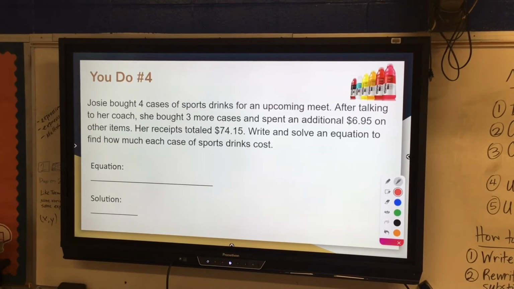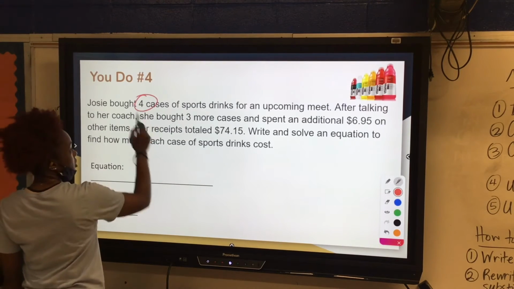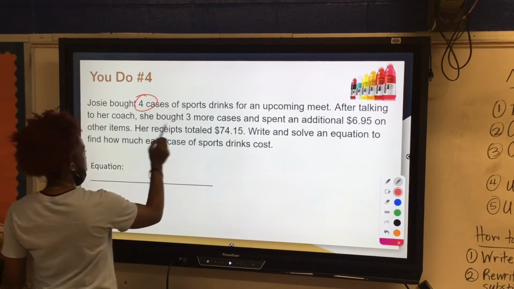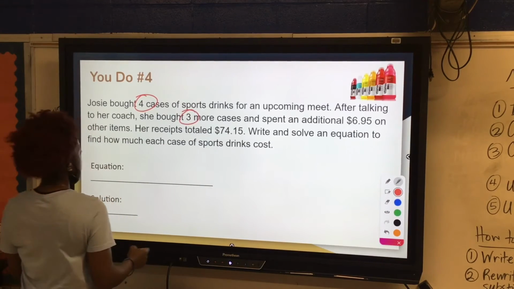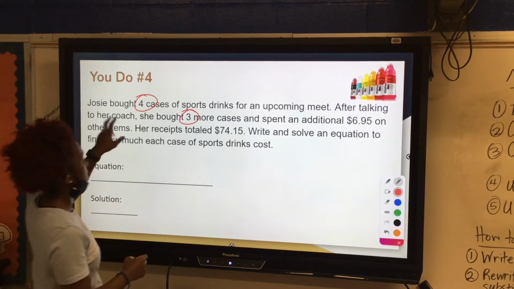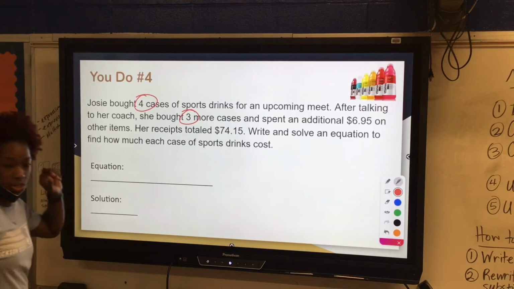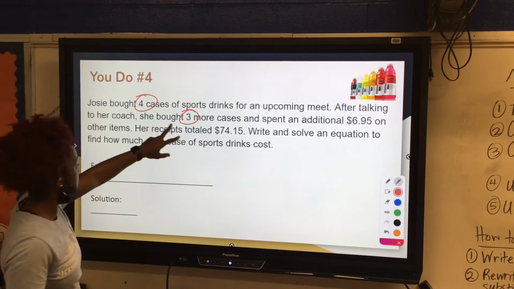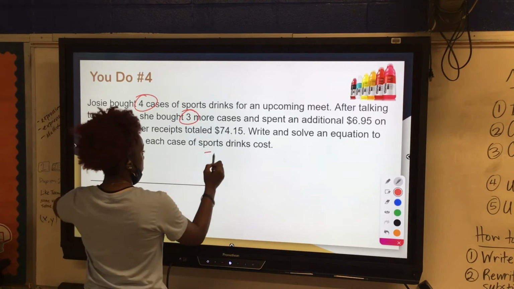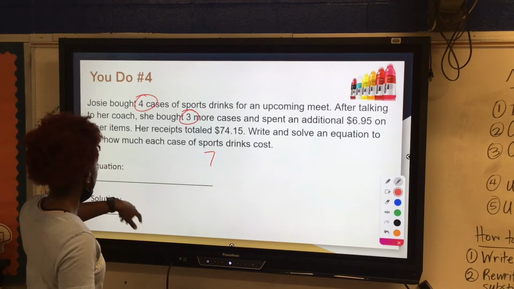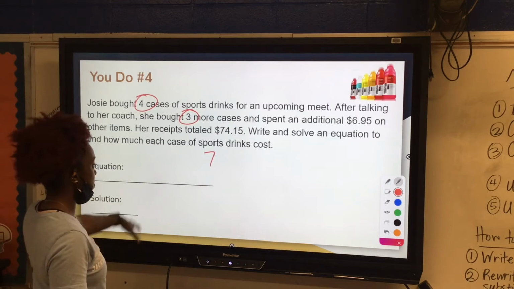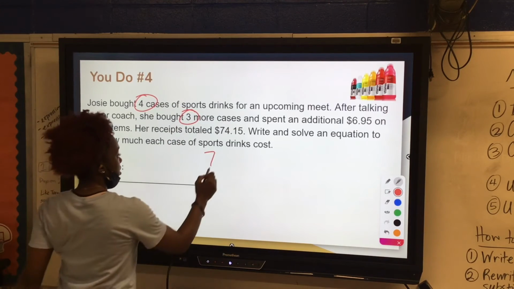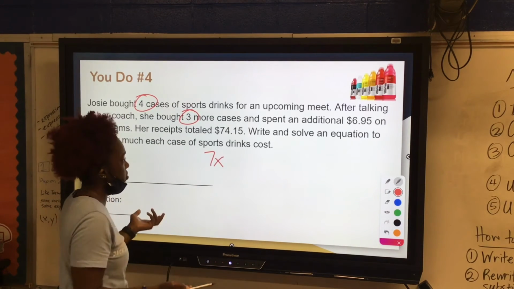Alright, so we look at the problem. Josie bought 4 cases of sports drinks, and then she bought 3 more, okay? So either we can do 3x plus 4x, or we can just do 7x. Because she bought 7 cases of sports drinks, we don't know how much it costs, okay? Because that's what it's telling us at the end, to write an equation that solves this. So we got x, because we don't know how much the sports drinks cost, alright?